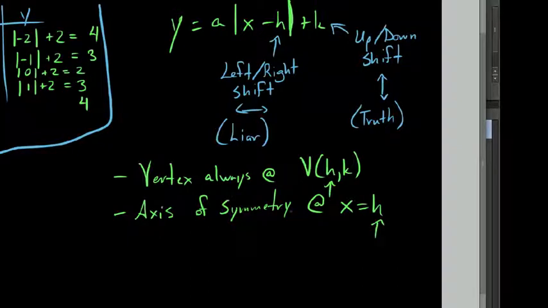Okay, so this is a brief run through of the basic shape of absolute value and how h and k and a affect our graph. In the next video, we'll take a look at graphing a bunch of different transformations and see if we can pick up on the patterns.